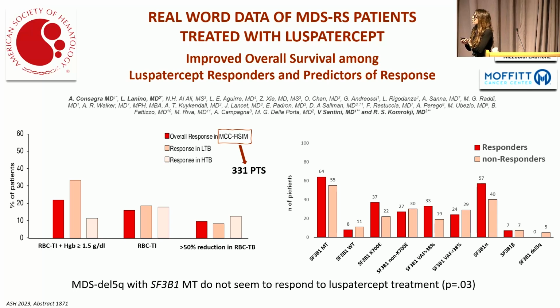To better evaluate our cohort, interesting data are about the response and its relationship with the mutation of SF3B1. So patients who harbor the mutation have a trend toward better response to luspatercept, especially when they present the mutation in the most common hotspot, the K700E.